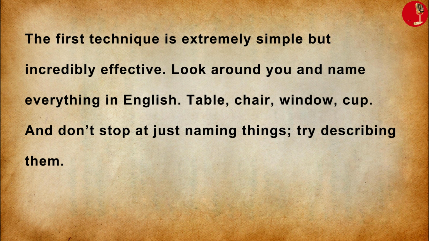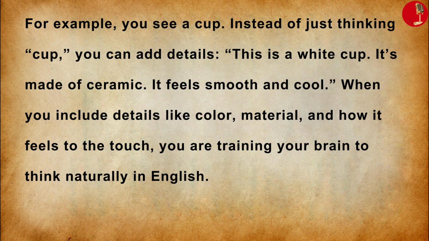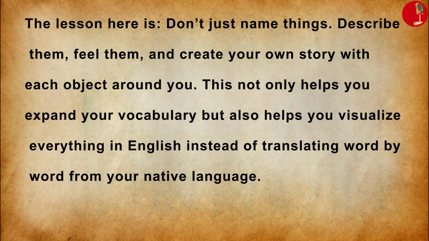Try describing them. For example, you see a cup. Instead of just thinking cup, you can add details. This is a white cup. It's made of ceramic. It feels smooth and cool. When you include details like color, material, and how it feels to the touch, you are training your brain to think naturally in English. The lesson here is, don't just name things. Describe them, feel them, and create your own story with each object around you. This not only helps you expand your vocabulary, but also helps you visualize everything in English instead of translating word by word from your native language.